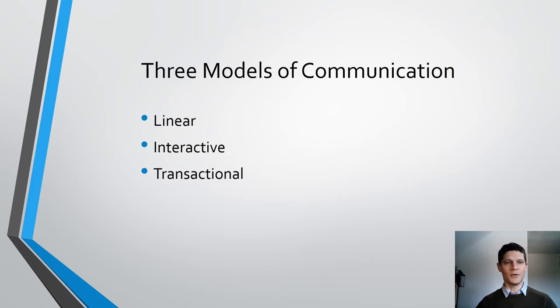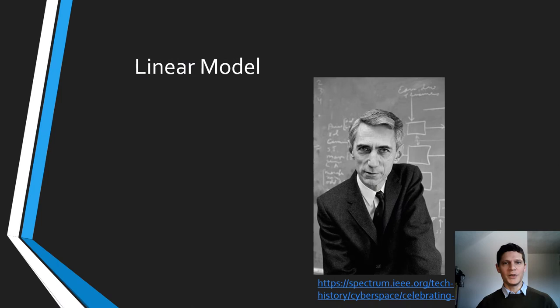So let's continue. First we'll talk about the linear model, which emerges in the post-war years in 1949. It's developed by Claude Shannon and Weaver, Model of Communication from 1949, and this is a rigorous model of communication. It's mathematical in nature. It comes out of engineering, and it's really at a moment in time when radio and mass media meant that researchers wanted to develop a universal model of communication.